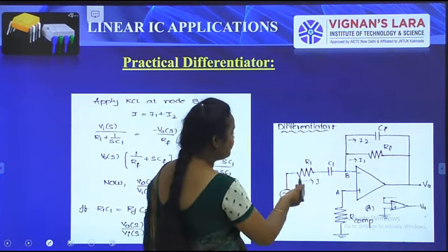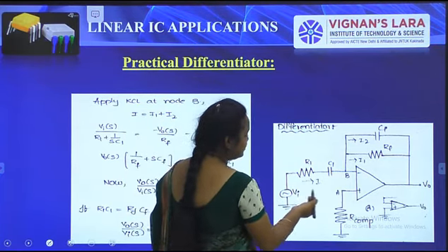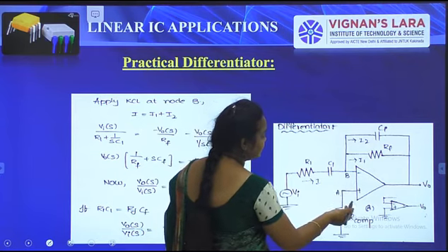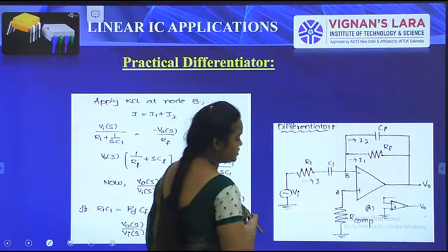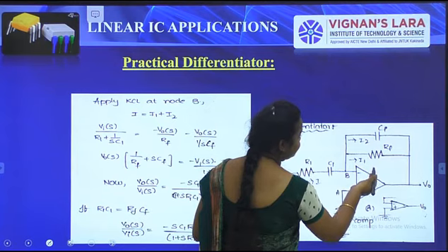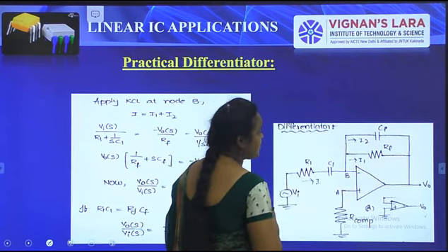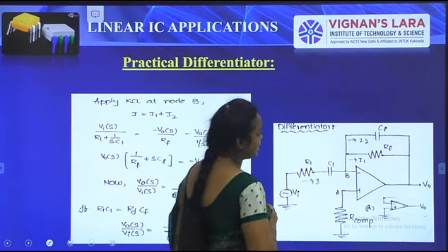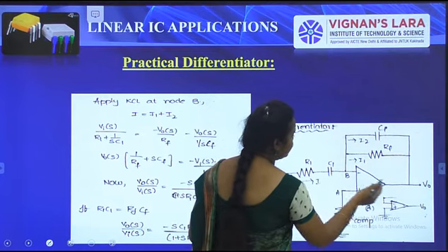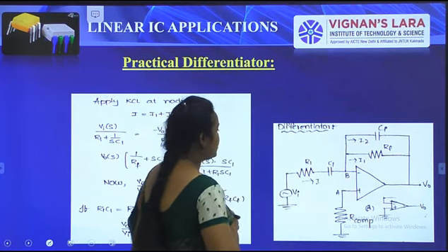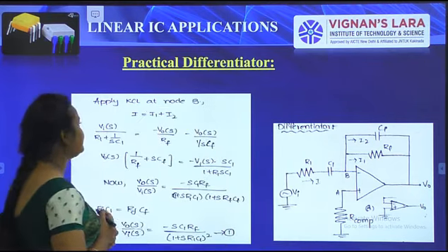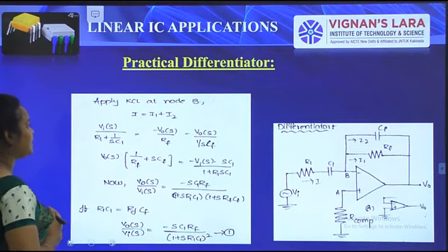We have R1 and Vi, and node B and node A taken to the op-amp, and the R component is a resistor, and RF and CF are the feedback resistor and feedback capacitance connected to the inverting terminal and the output terminal of the op-amp. So here I am going to explain the derivation for this practical differentiator.